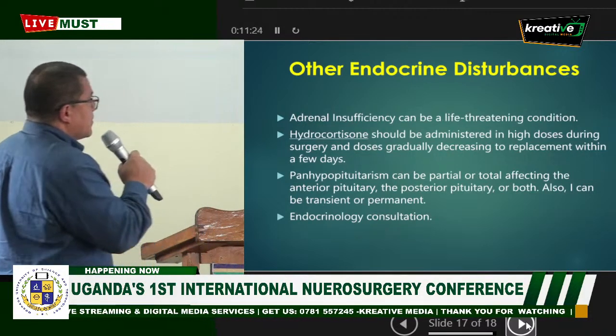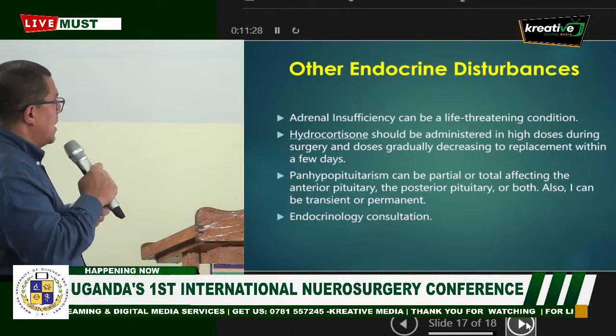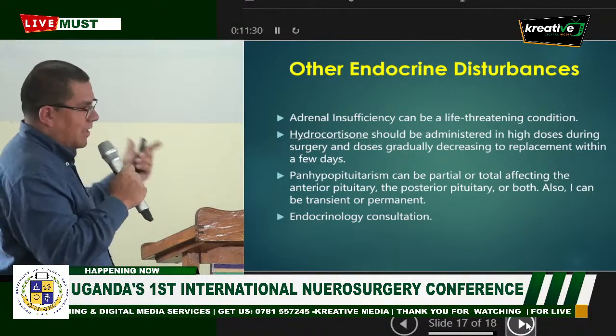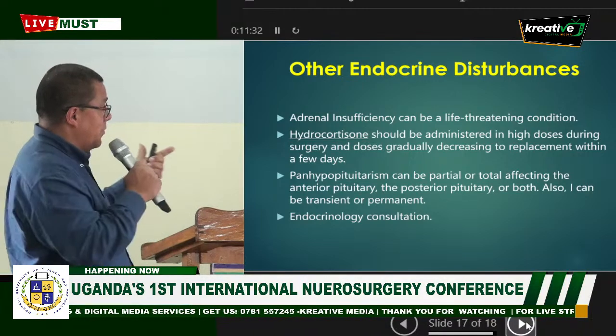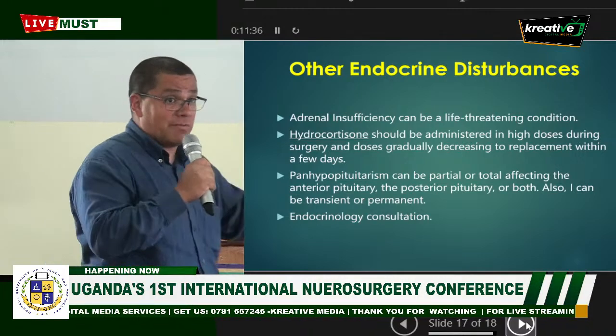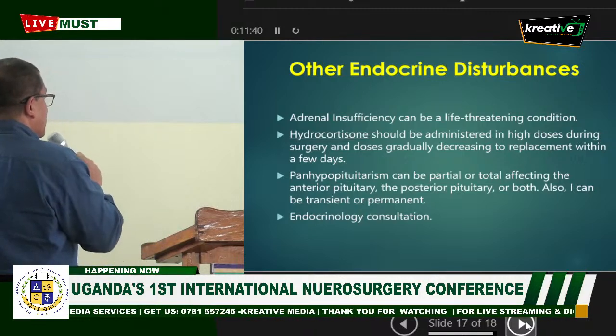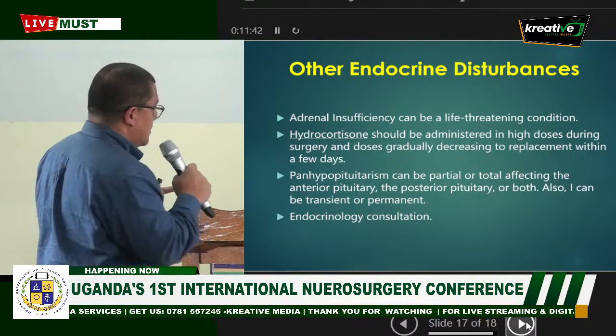Other endocrine disturbances are something that you need to know about. Not necessarily that you're going to manage them, we will help you with that, and so having your endocrinologist on board is really important. We especially see adrenal insufficiency, which can be life-threatening. In that case, hydrocortisone or other steroid replacement needs to be considered as well.